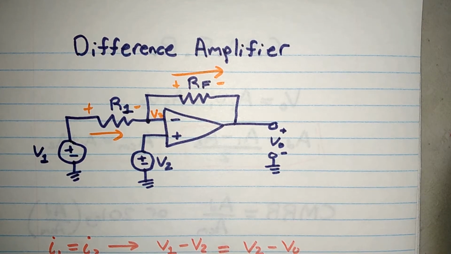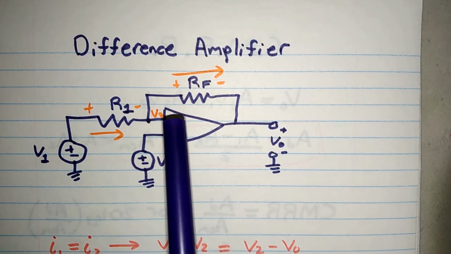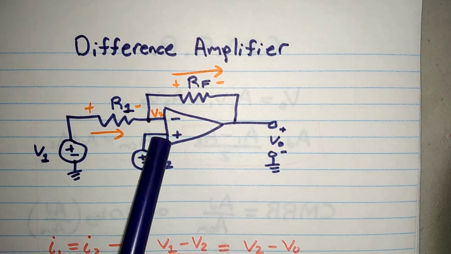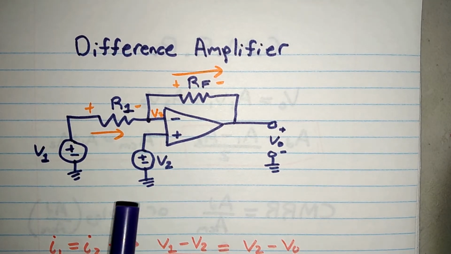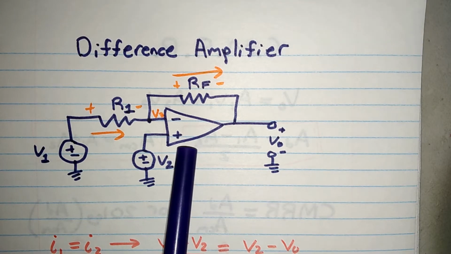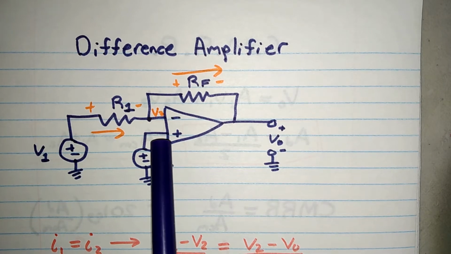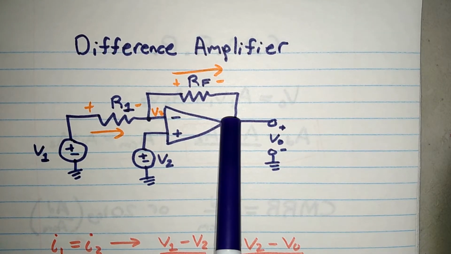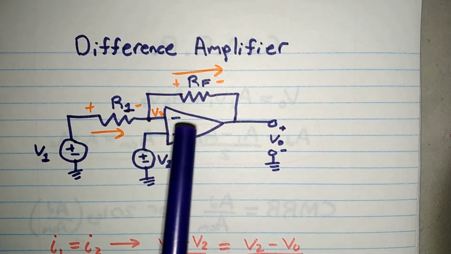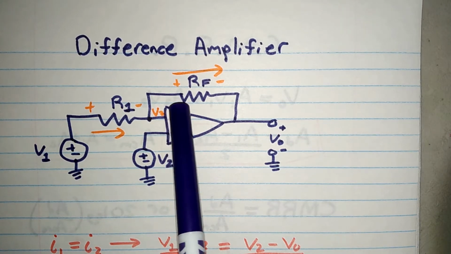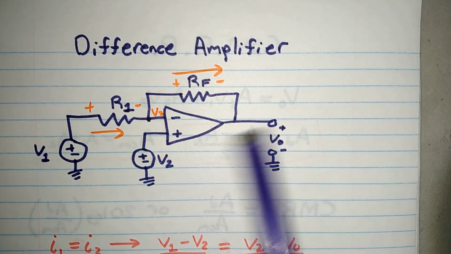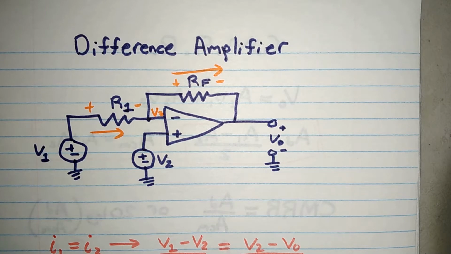Okay, so what is a differential amplifier? A differential amplifier is basically an amplifier that takes the difference between two voltages and then amplifies it. In the case of an op-amp, I've stated in a previous video that the definition of an op-amp is a differential amplifier with an inverting input and non-inverting input, such that it takes the difference between the two to produce the output.